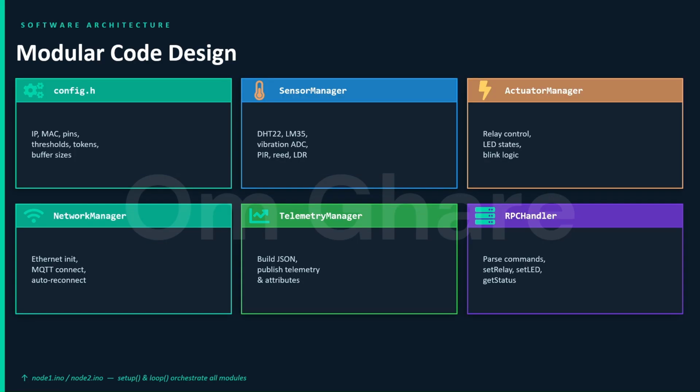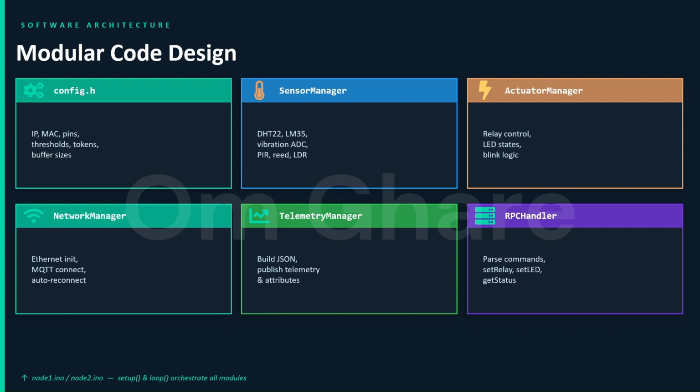Modular code design. Now the software design. Instead of putting everything inside one Arduino file, the code is split into modules. This is very important in embedded systems. The config file handles the constants. The sensor manager reads sensors. The actuator manager handles the output.